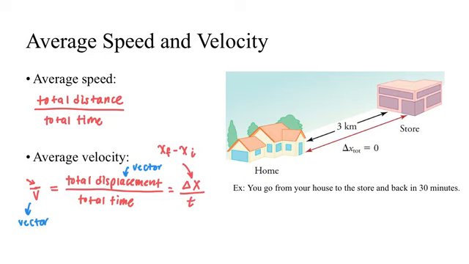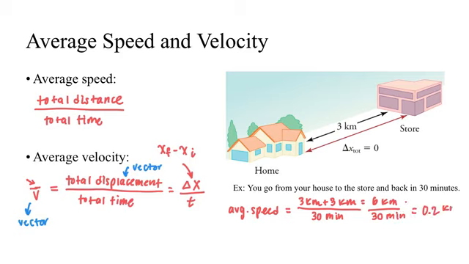Well, to find our average speed, we'll need to calculate the distance that you traveled. Well, if you went 3 kilometers to the store and then 3 kilometers back home, that would be a total of 6 kilometers. So 3 plus 3, that's going to be 6 kilometers total. And we'll divide that by the total time. Again, that's 30 minutes. So that would be 6 kilometers over 30 minutes. That'll give us 0.2 kilometers per minute. So that's our average speed.